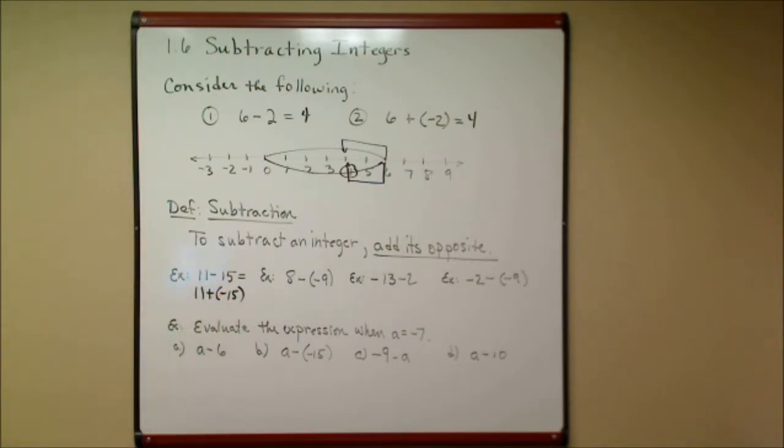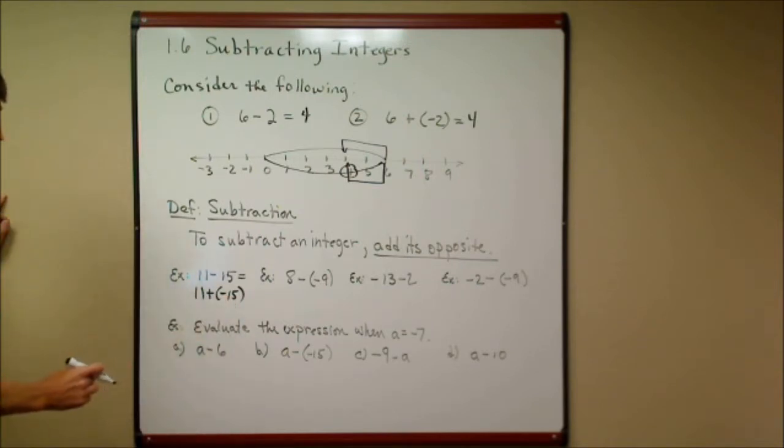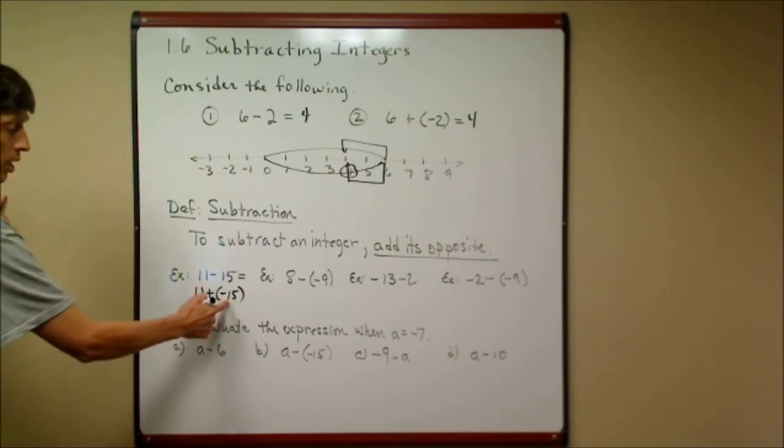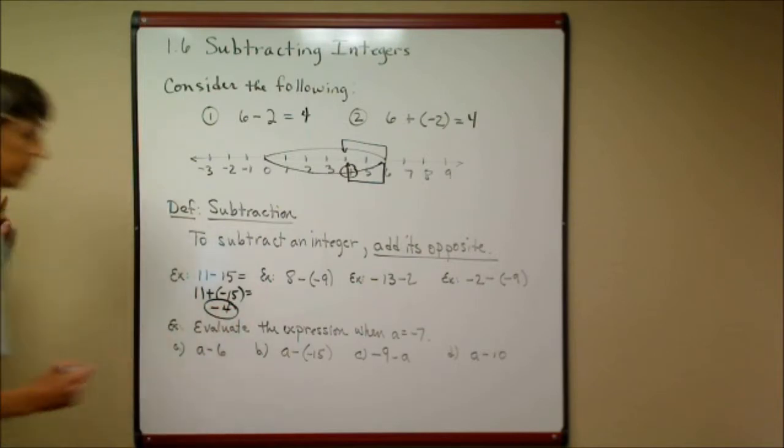And now I'm going to apply my rules for addition. I'm adding a positive and a negative, just like I was doing a moment ago with 6 plus negative 2. I'm going to take their absolute values and subtract the smaller from the larger. 15 minus 11 is 4. Since the larger absolute value comes from the negative number, I'm going to have as my answer negative 4.